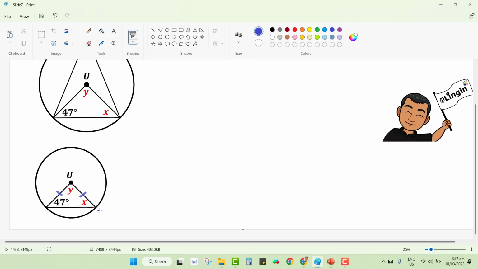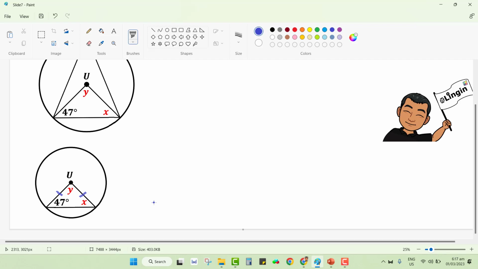If this is the reality, that would mean our triangle is an isosceles triangle. An isosceles triangle is where we have two sides which are an equal measurement or congruent.